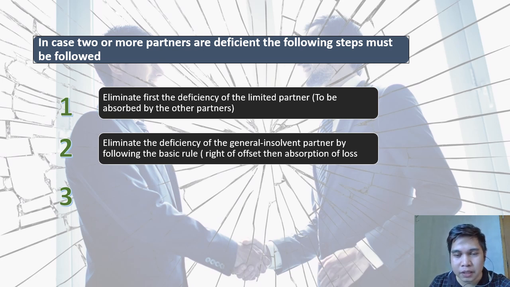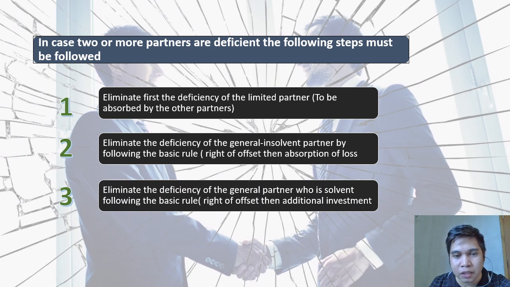Then, in case tapos na yung right to offset, diretso na tayo sa absorption of loss. Just take note, pag sinabi nating absorption of loss, hindi mo na po bibigyan si limited partner kasi na-zero out na natin yung kanyang capital deficiency. So, pa-ilalim po ang ating approach. After we eliminate the deficiency of the general insolvent partner, doon na tayo sa third step, which is the final step. In case meron pa pong capital deficiency, syempre ililipat yun sa remaining partners.